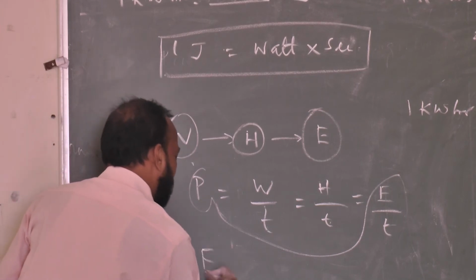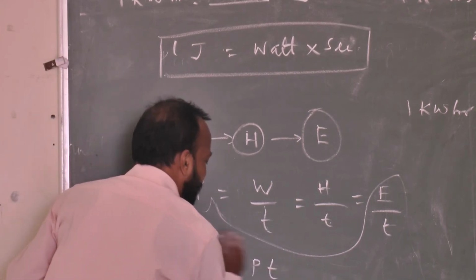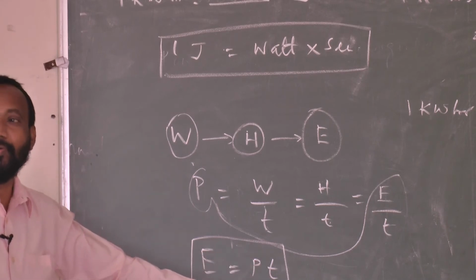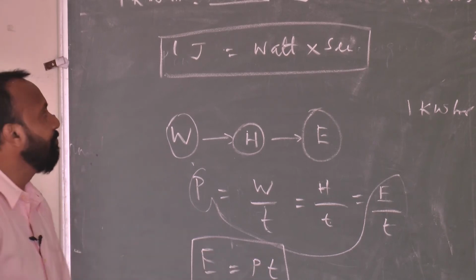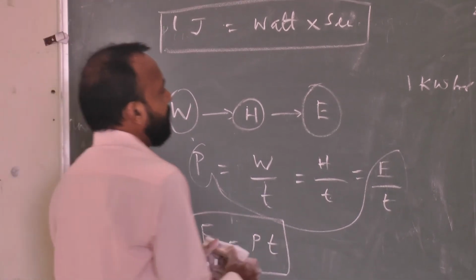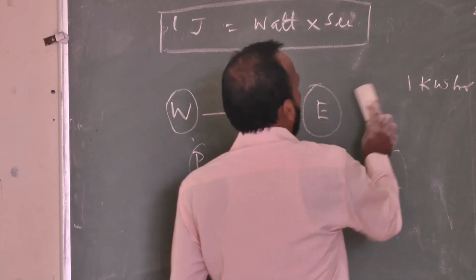So energy is how much then? P into T. Power into T. Please remember this formula: energy is equal to power into time. By using this formula, we are going to discuss one numerical problem. Let us do it.